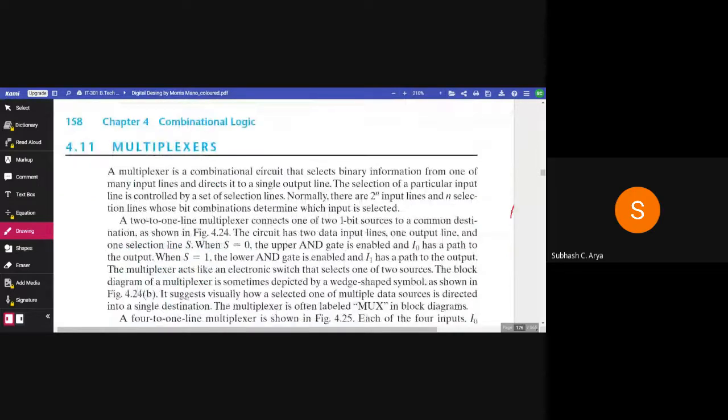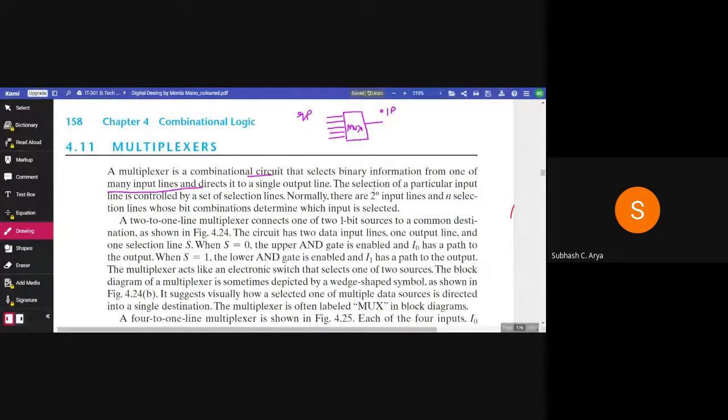So what is a multiplexer? A multiplexer is a combinational circuit that selects binary information from one of many input lines and directs it to a single output line. Suppose this is a block diagram of a mux, that is the multiplexer. There are many inputs and one output. So from many to one, that is called a multiplexer.